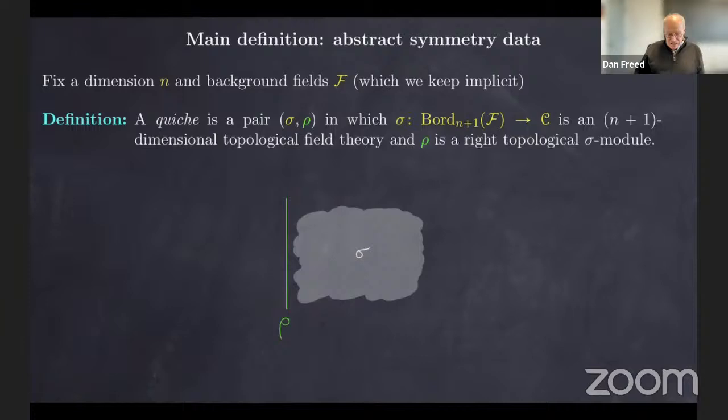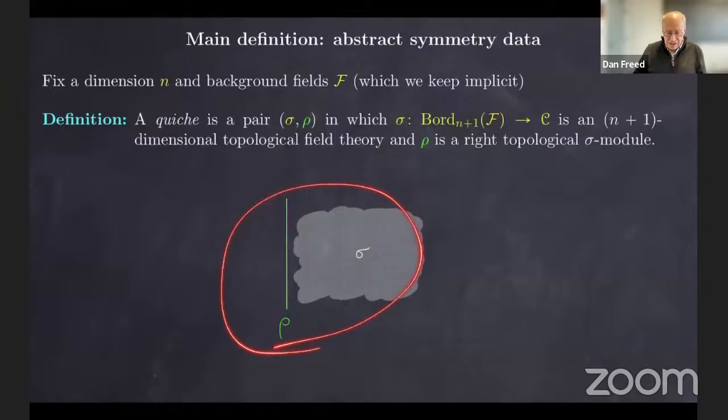Okay, so I said that there are these discrete parameters n, the dimension of space-time, and f, the background fields that tell you which type of theory, and we're going to keep those fixed, but often implicit. And so now here's the abstract symmetry structure. It's a pair consisting of a topological field theory sigma, which has dimension n plus one, and rho, which is a right module, a right boundary theory. And again, rho is topological. So both of these are topological, that's important. And sigma again is one more dimension than the dimension we're studying symmetry in. And this rho, it's right, so it's part of the structure, it's topological. So everything in this picture belongs to topological field theory.